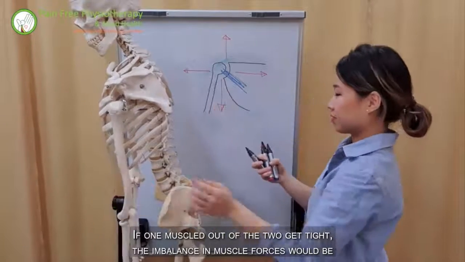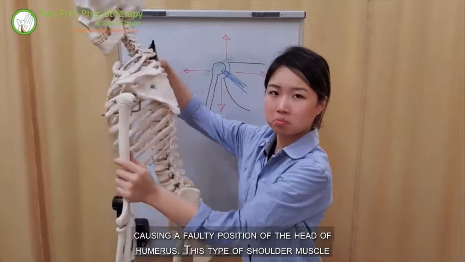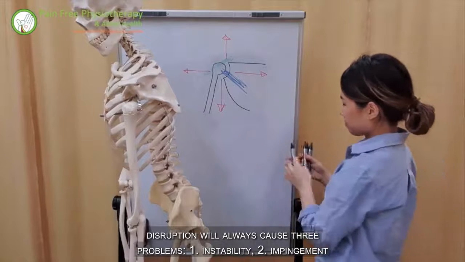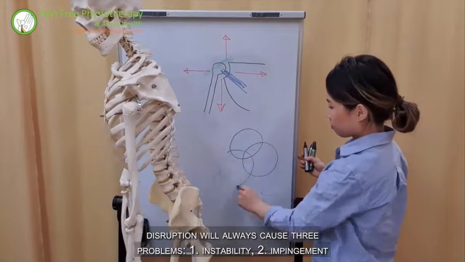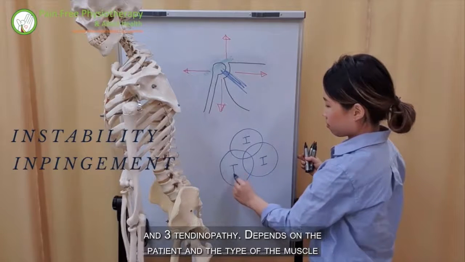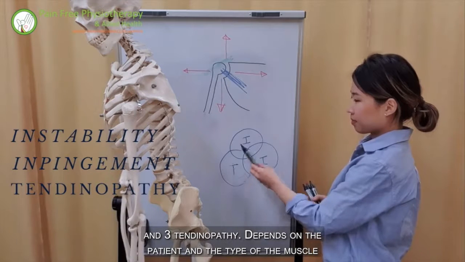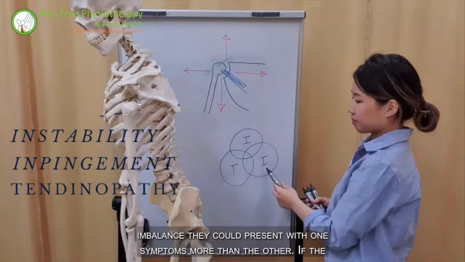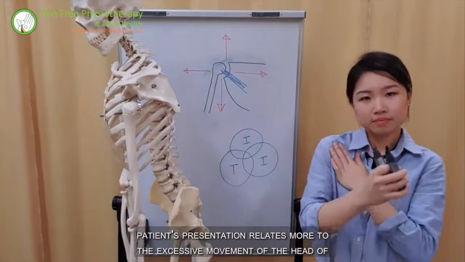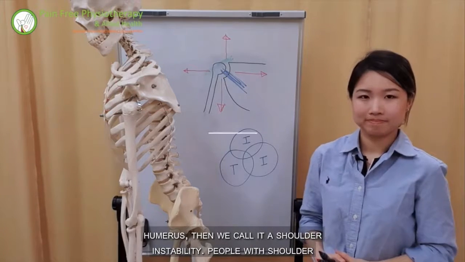If one muscle out of the two gets tight, the imbalance in muscle forces will cause a faulty position of the head of humerus. This type of shoulder muscle disruption will always cause three problems: 1. Instability, 2. Impingement, and 3. Tendinopathy. Depending on the patients and the type of the muscle imbalance, they could present with one symptom more than the other. If the patient's presentation relates more to the excessive movement of the head of humerus, then we call it a shoulder instability.